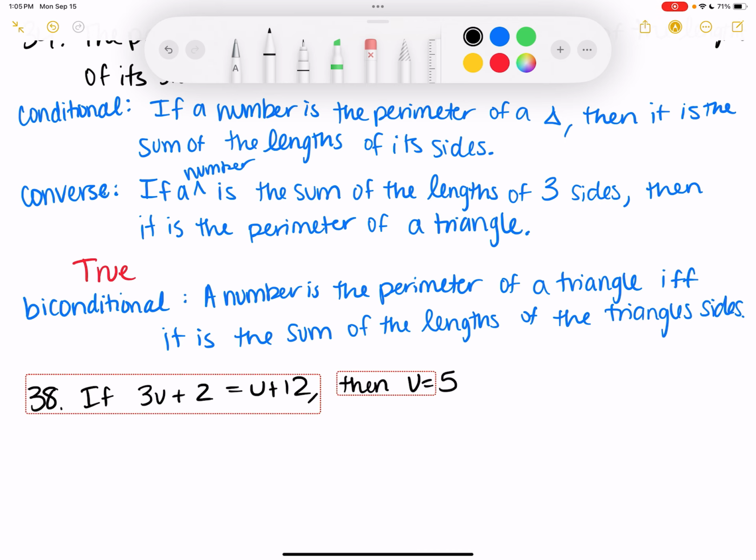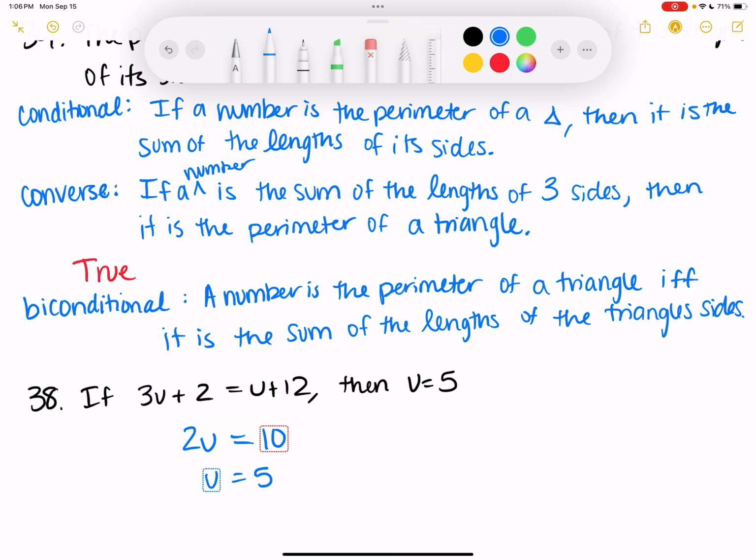If I have a problem like this, I would probably solve for u first and see, first of all, is that even accurate before I go any farther with it. So if I subtract the u from over here, then I get 2u, subtract the 2 from over here, is equal to 10. Divide by 2, u is equal to 5. Okay, so I at least know that my initial statement is true.